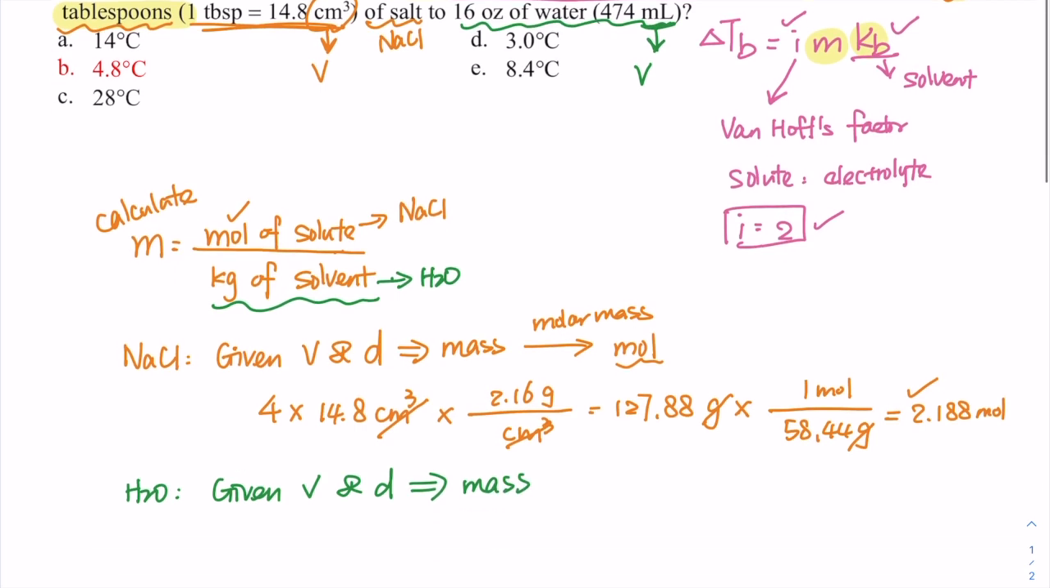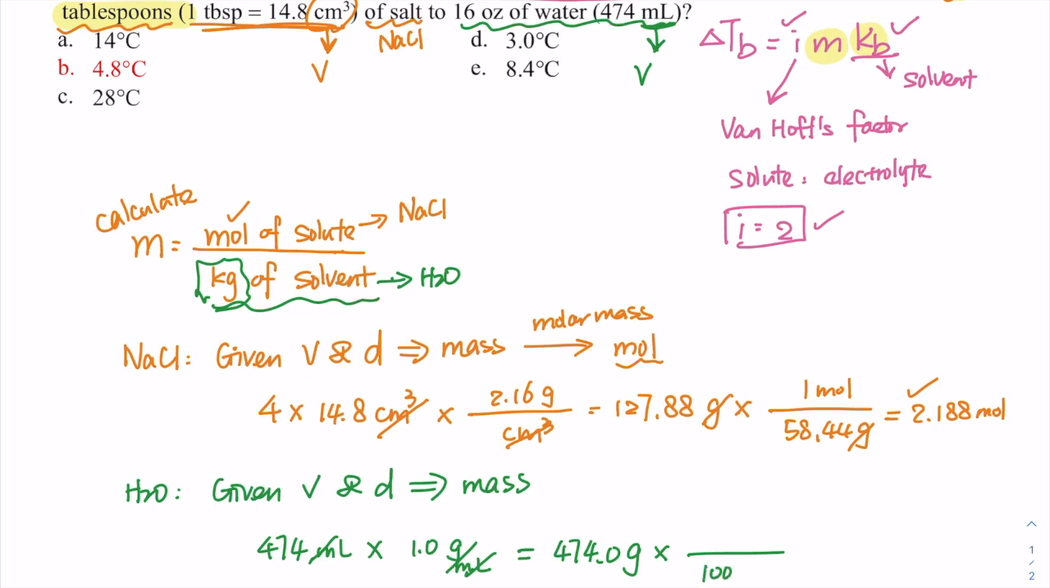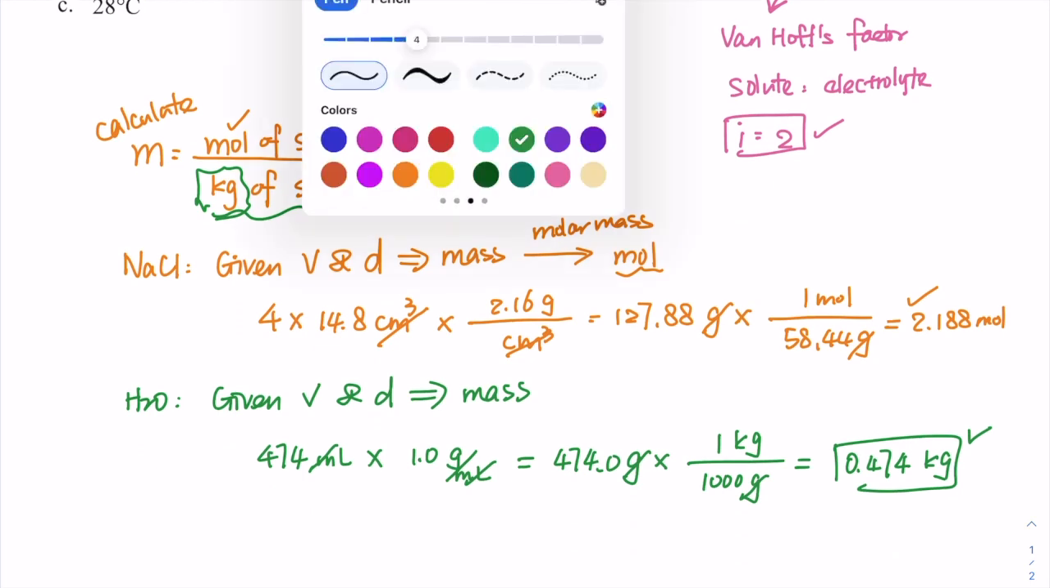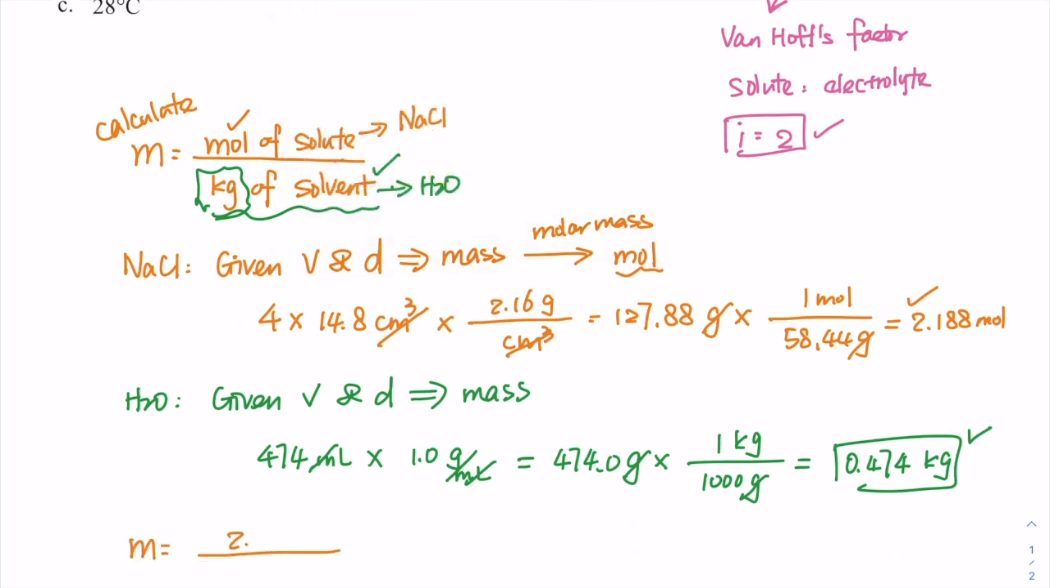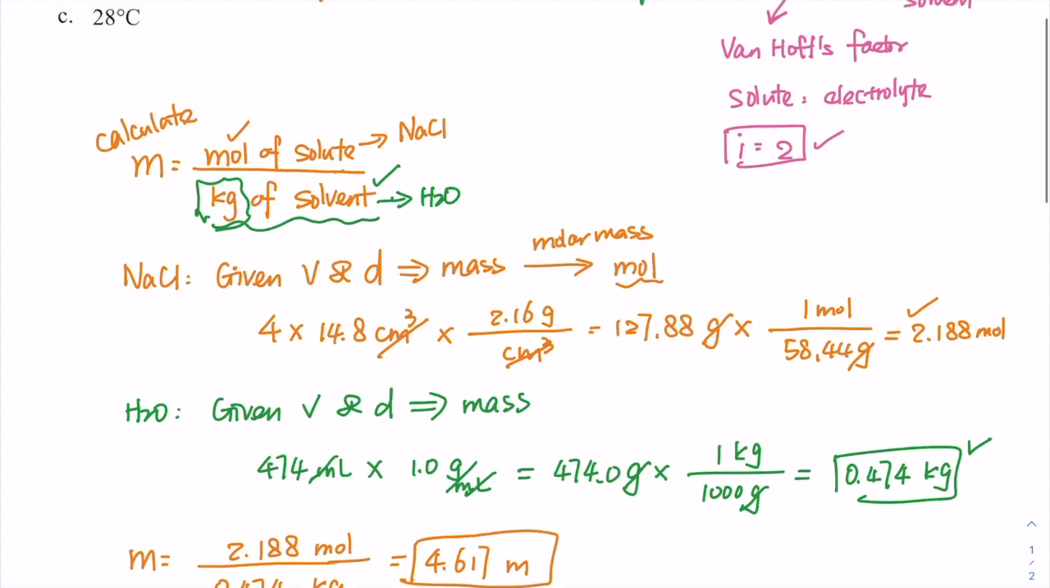So that's 474 ml. The density of water is 1 gram per ml. That cancels out, we get grams, and that's 474 grams. But as per the definition of molality, we need kilograms, so we do the unit conversion. That gives us 0.474 kilogram. That's the second piece of information we needed. Now we plug in: 2.188 moles of solute divided by 0.474 kilogram of solvent gives us 4.617 as molality.